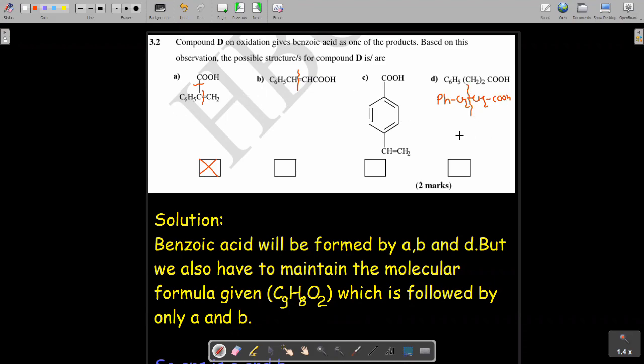Now, when you have three options, your second stage has to be checking whether this chemical formula is followed or not, because it has already been said in the question that D has a certain molecular formula, C9H8O2. If we check this molecular formula, option D will be removed from the answer, and we are left with only A and B as our answers.